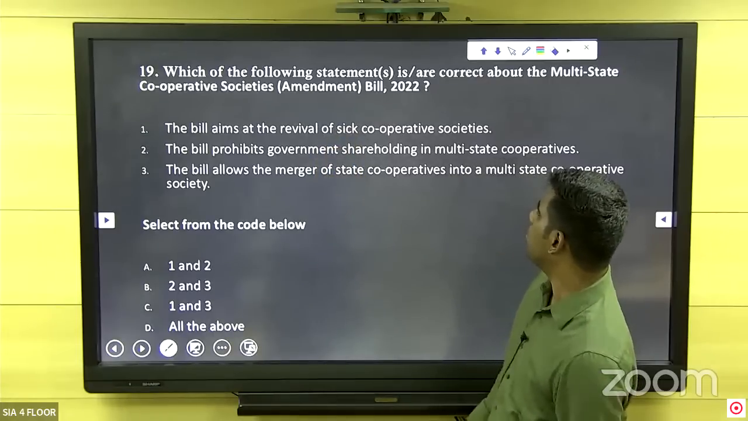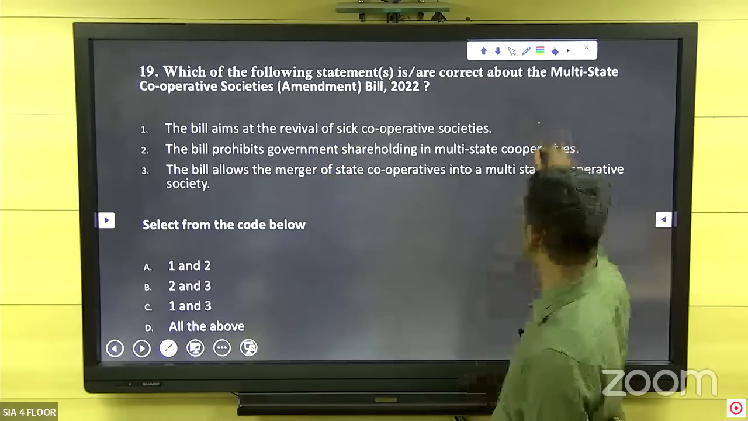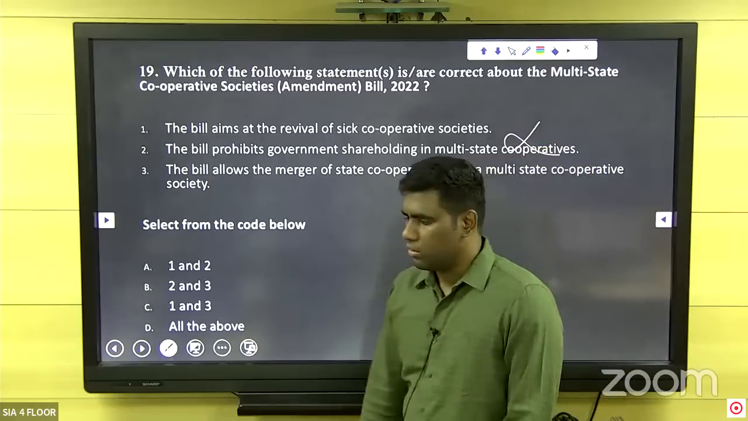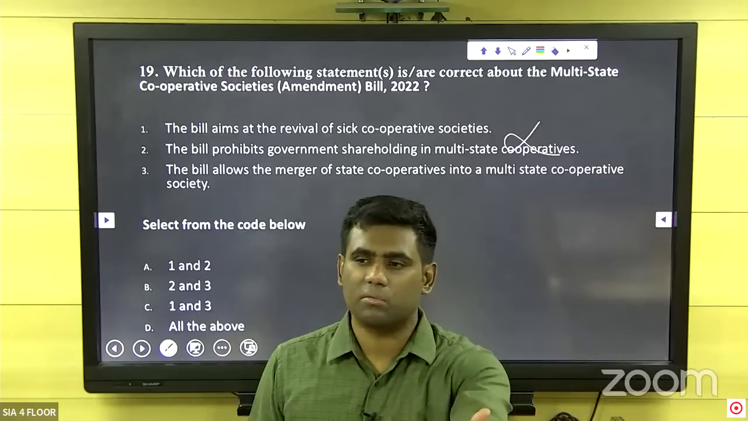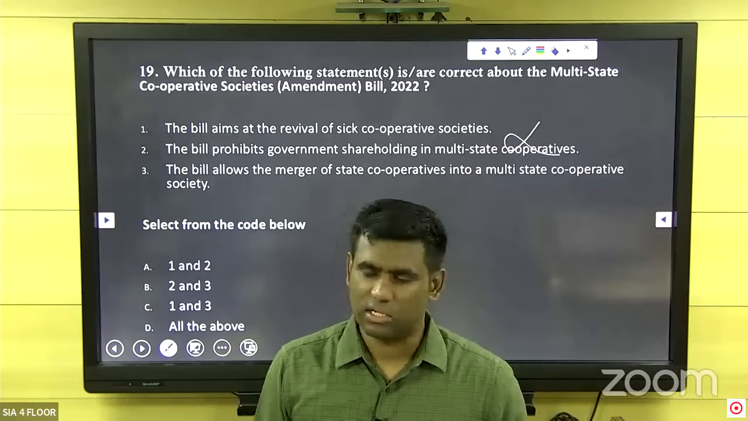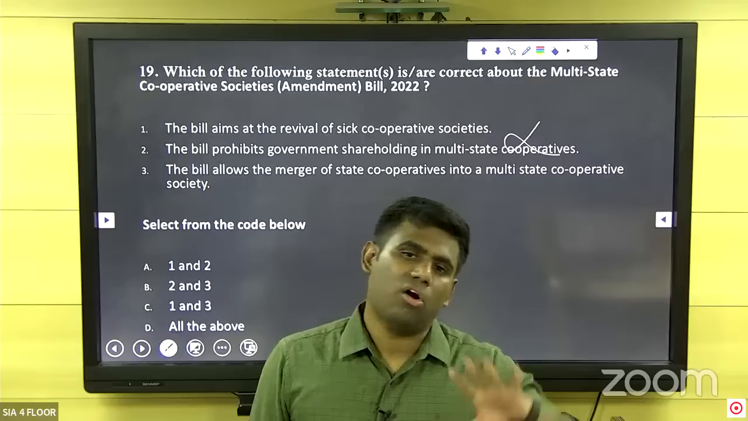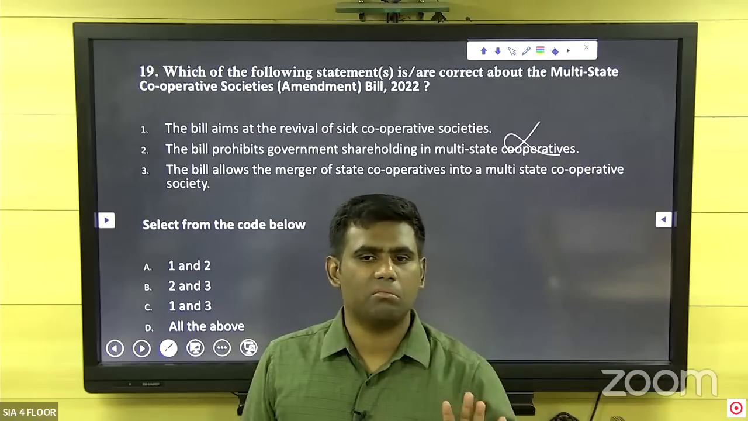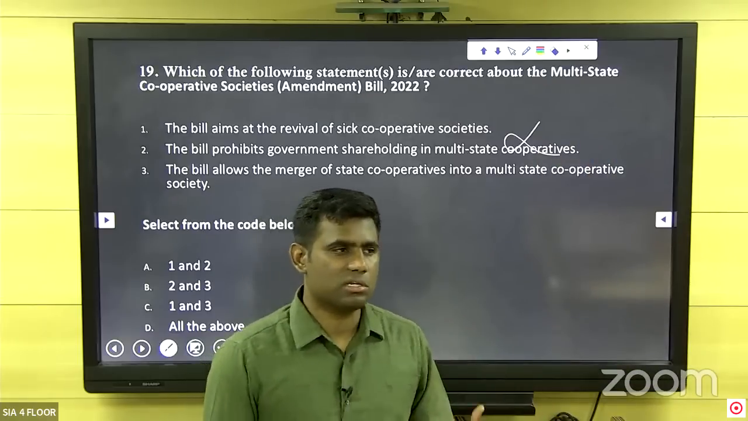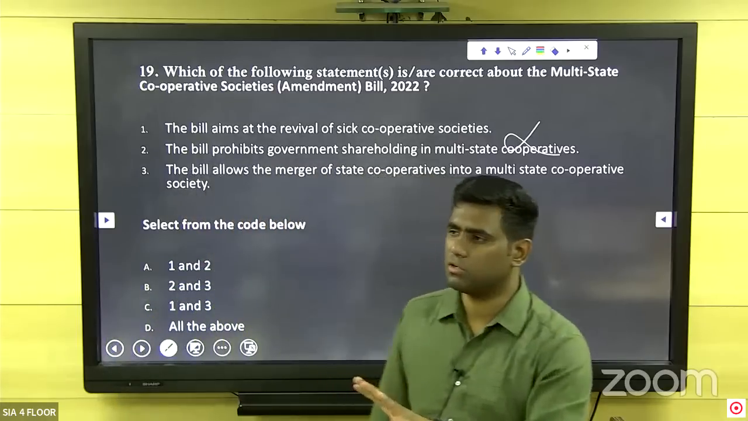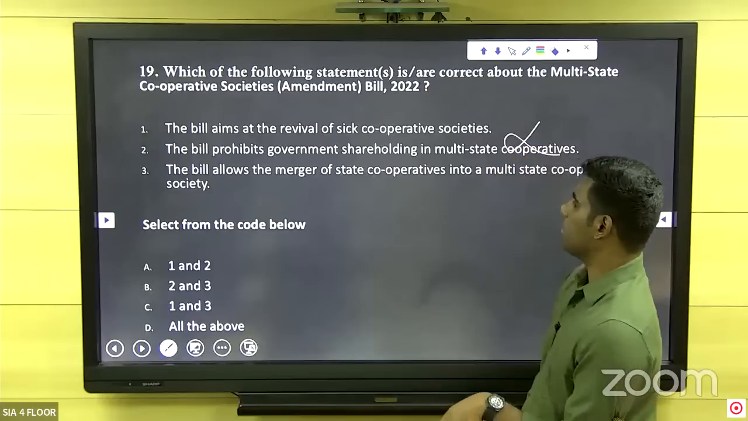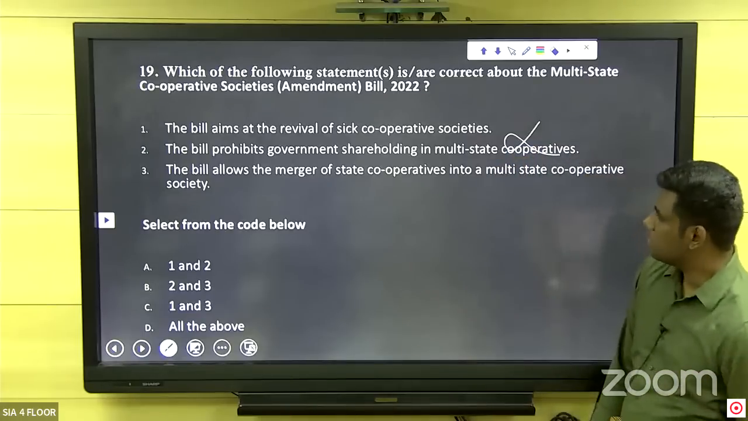Next is, the bill prohibits government shareholding in multi-state cooperatives. No, there is no such provision. If it wants, the government can always infuse funds and also become a shareholder. There is nothing in the bill, in the previous bill, or in the present amendment bill that stops the government from becoming a shareholder in the management of a cooperative society. So this is wrong. The bill allows the merger of state cooperatives.